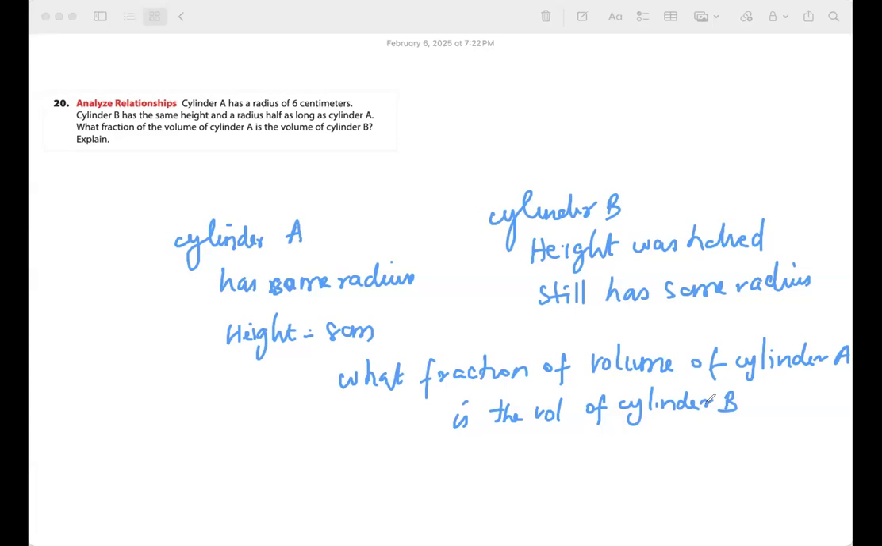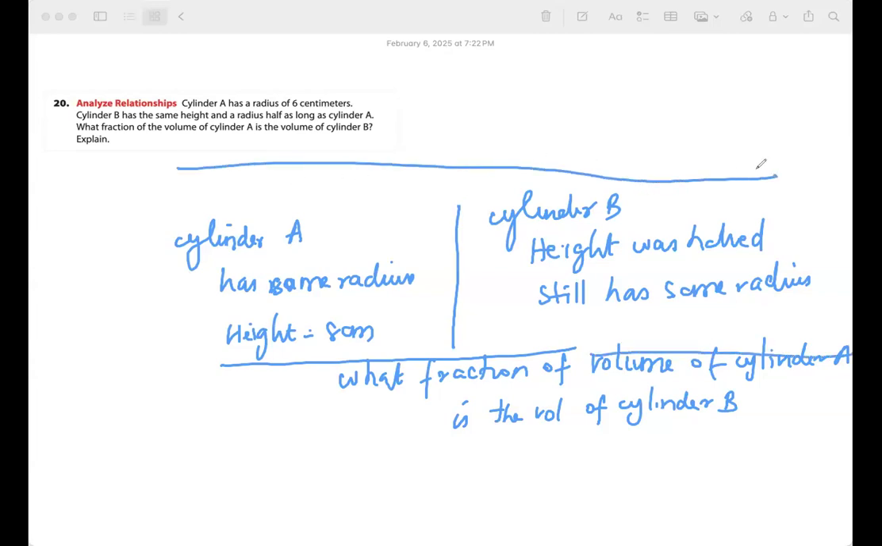Can you explain the question again? Written on the board, right? I'm describing cylinder A, I'm describing cylinder B and asking a question, that's all. Cylinder A has some radius, cylinder B has the same radius. Cylinder A height is 8 centimeter. Cylinder B height is halved. Did I get the concept? I give you my answer.